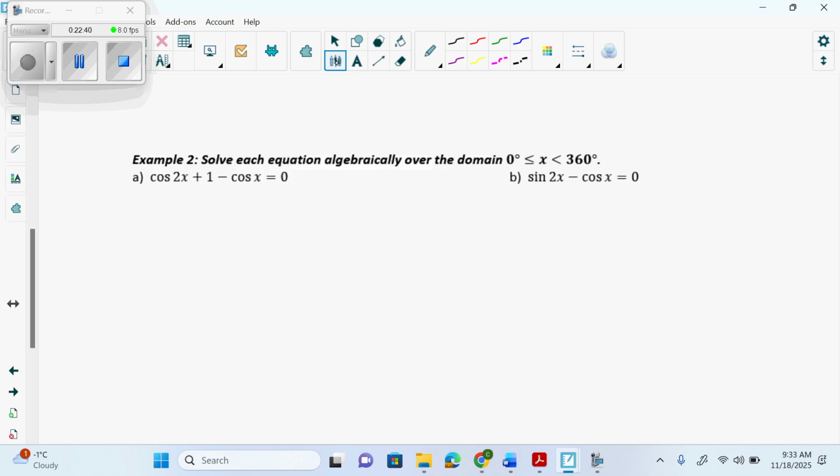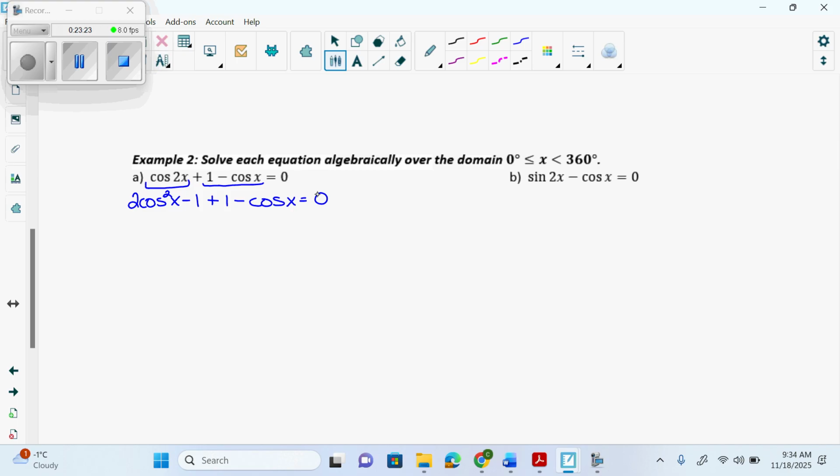Why do I choose it? Because I don't just throw in a thing and guess. I look at what I have left in that equation, and it's all coses and just numbers. So the best thing to replace this with is the one that has only coses in it, and that one is 2 cos squared x minus 1. So I'm going to replace this with 2 cos squared x minus 1, and then this just stays plus 1 minus cos x equals 0. Do you see how you have to choose which of the 3 to use?